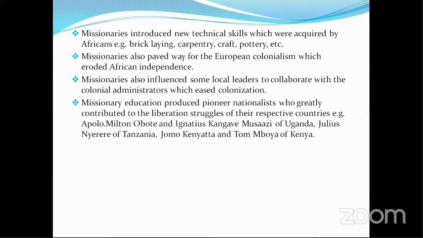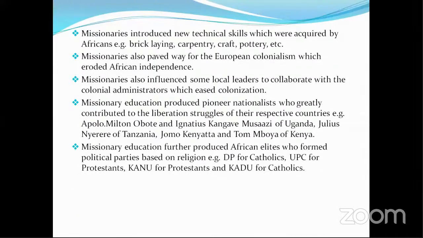If it wasn't for the missionary education, these people wouldn't have come up to lead fellow Africans in the fight for their independence, which had been taken by the colonialists. Missionary education, political parties based on religion, e.g. DP for Catholics, UPC for Protestants, KANU for Protestants, KADU for Catholics.